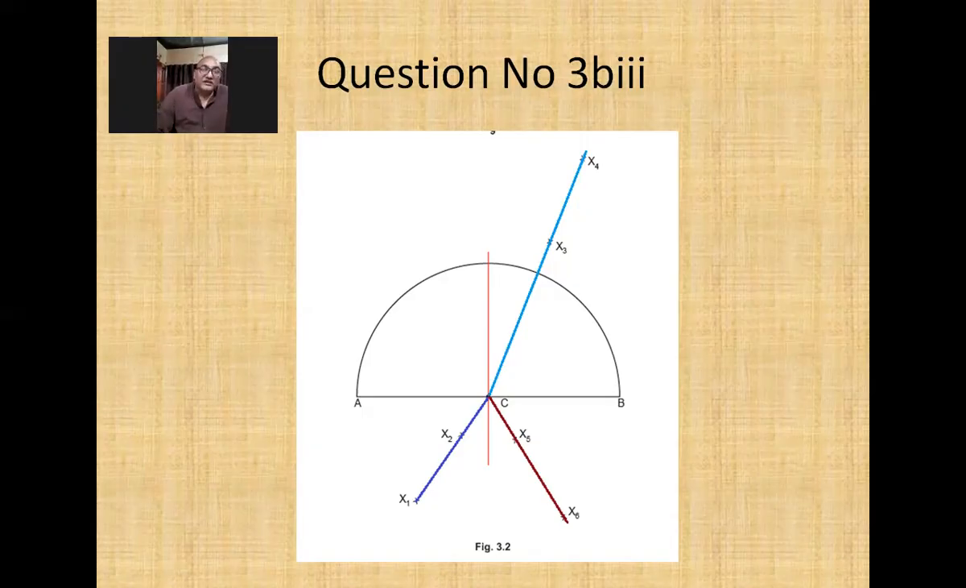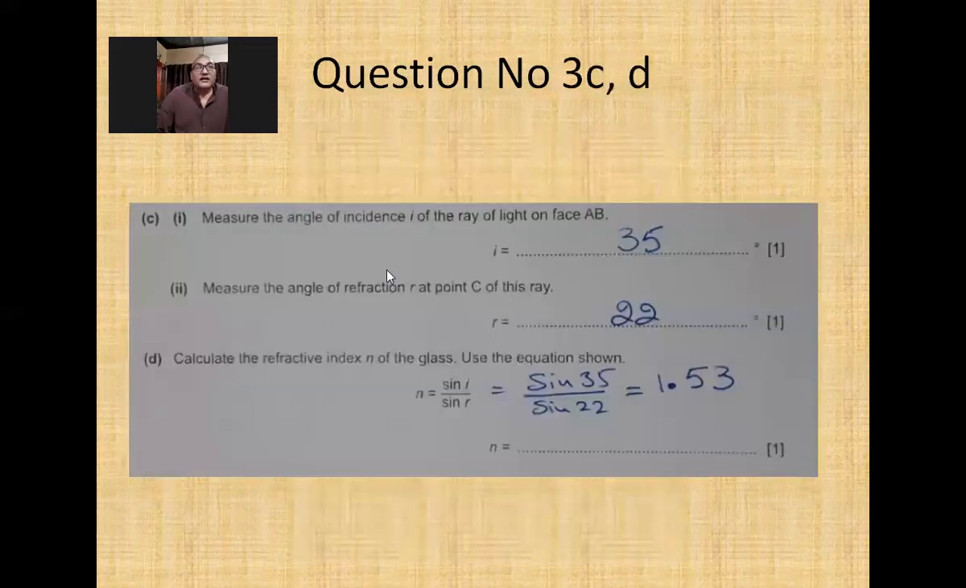So let's move to the next part. That is question number 3, C part. He says, measure the angle of incidence I of the ray of light on the face AB. So I have shown you where the angle of incidence is, just measure it with the help of a protractor, and that will be 35 degrees. I measured it, it was 35 degrees. Then he says measure the angle of refraction R at the point C of this ray, and that will be 22 degrees. Then he says in the D part, calculate the refractive index N of the glass, use the equation.